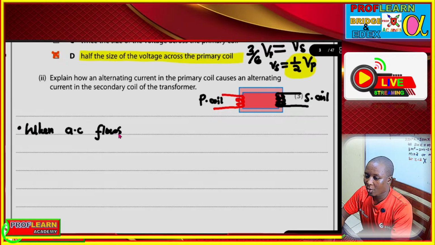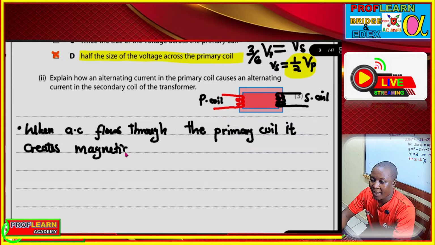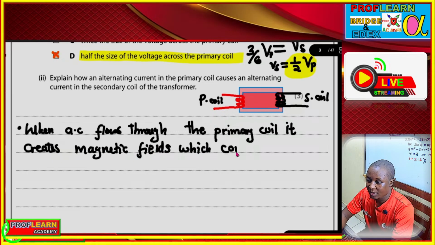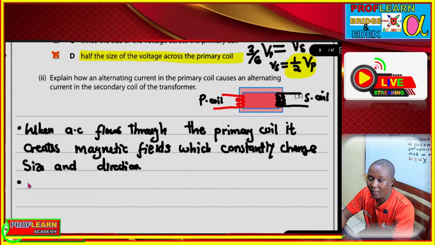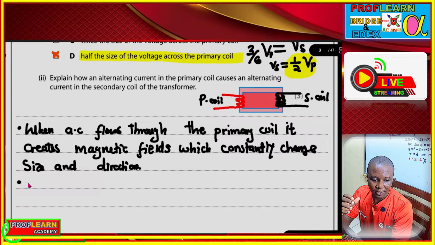So when alternating current flows through the primary coil, we're going to realize that magnetic fields which are constantly changing size and direction are going to be created. So these changing magnetic fields are the ones that are going to cut across the secondary coil. Once there is an alternating current in the secondary coil, yes.